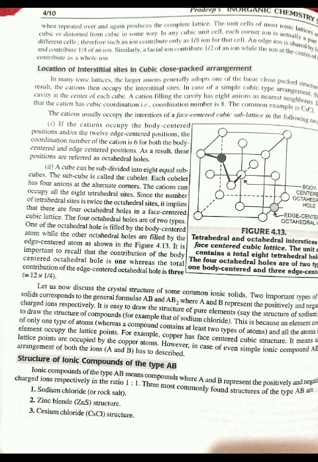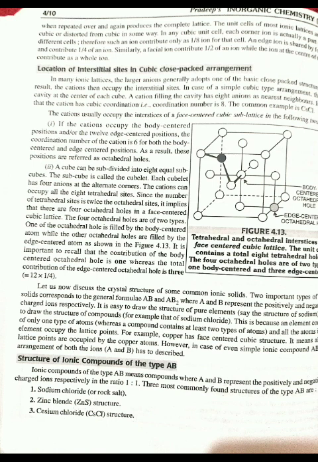Location of interstitial sites in cubic close packed arrangement. In many ionic lattices, the larger ions generally adopt one of the basic close-packed structures. As a result, the cations then occupy the interstitial sites. In the case of a simple cubic type arrangement, there is a cavity at the center of each cube. A cation filling the cavity has 8 anions as nearest neighbors. It means that the cation has cubic coordination, that is, coordination number is 8. The common example is CsCl.